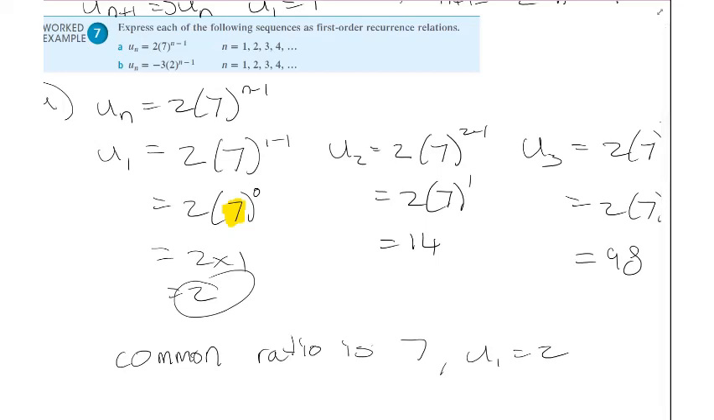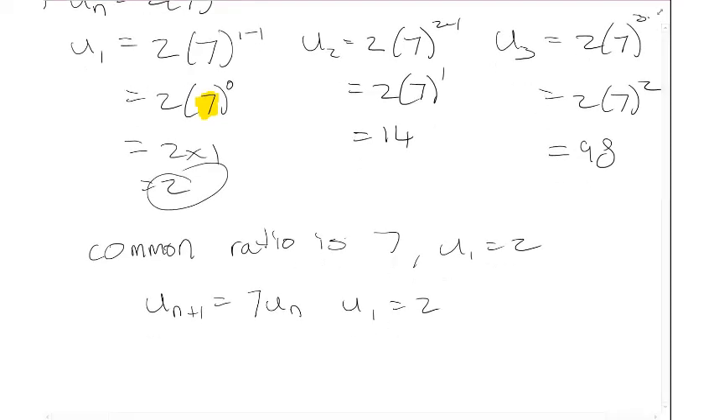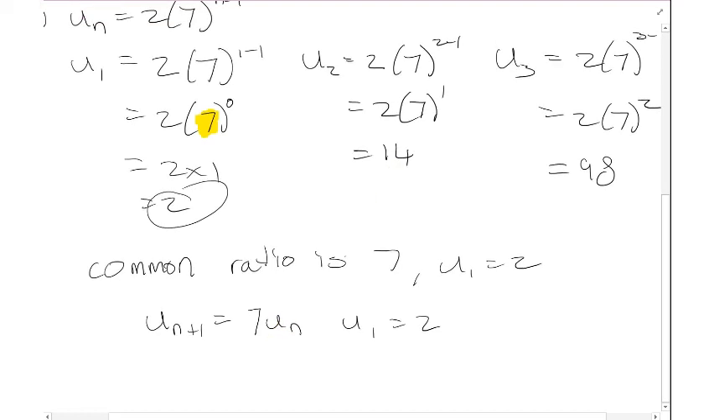So how do I write that? I write that as U(n+1) equals 7 Un, where U1 equals 2. Okay, and we can see if we put some numbers in, if we put 2 there, we get 14. If I put 14 times 7, what do I get? I get 98. If I put 98, etc., etc. And that's how it works.